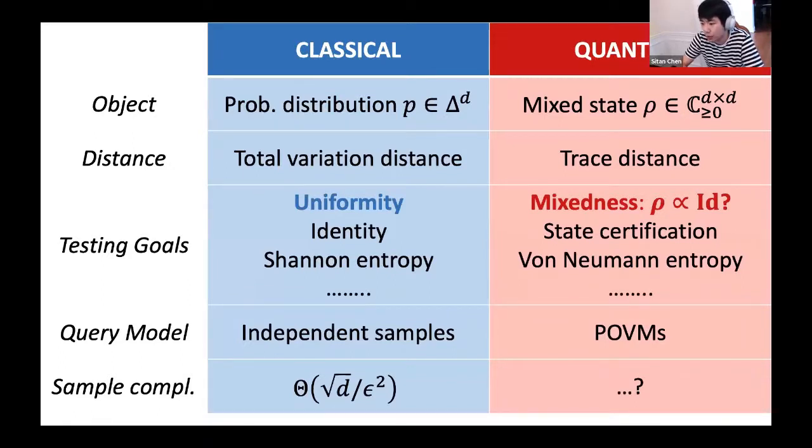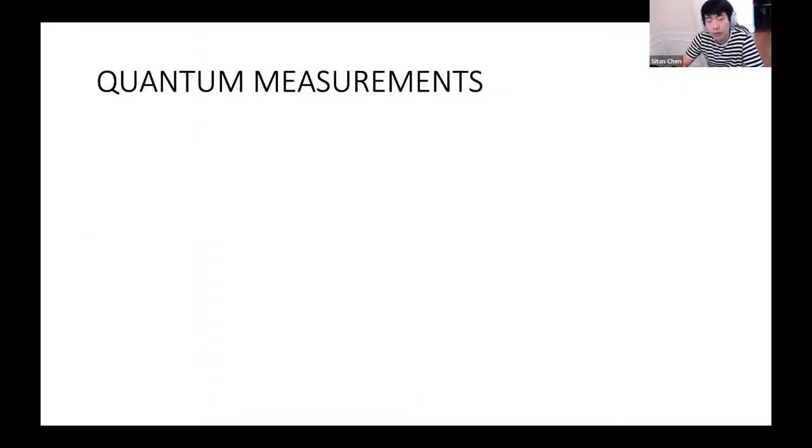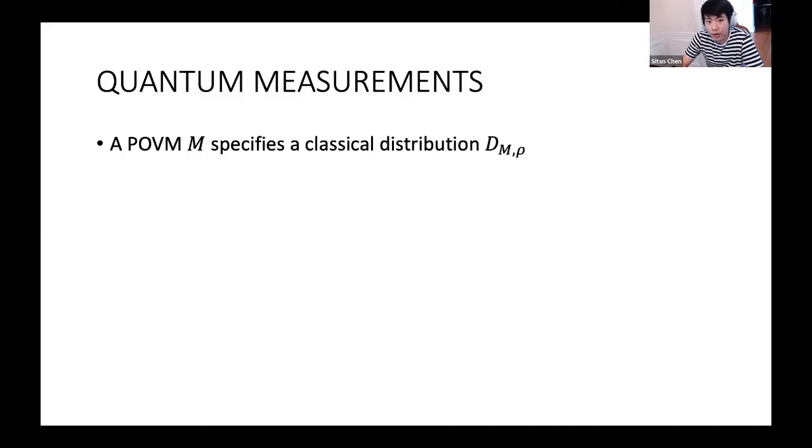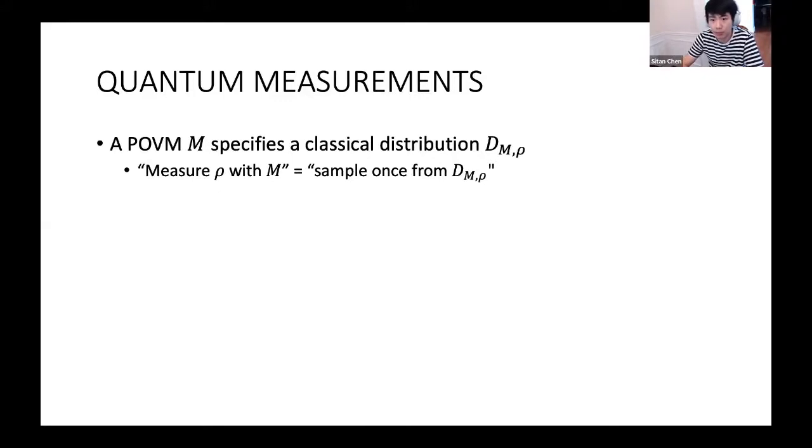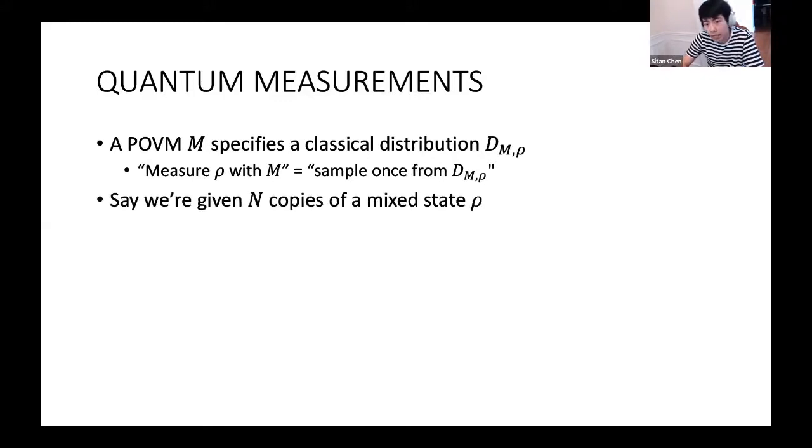Before I go into the right sample complexity for the question of mixedness testing, let me elaborate a bit more on this particular query model. At a very high level, a POVM specifies some classical distribution, which depends on the POVM and on the mixed state that you're measuring. When you say you measure rho with POVM M, you really just mean that you're sampling once from this particular classical distribution.